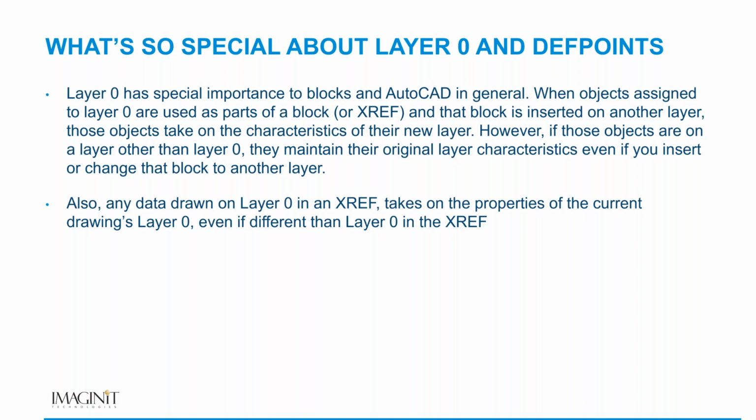This is a very important concept to understand, in the fact that there are things that are going to misbehave if you don't understand that, or things aren't going to work exactly how you want. If those objects are on a layer other than Layer 0, so if your block definition is drawn on a different layer, they maintain their original layer characteristics even if you insert or change that block to another layer. And we're going to talk about some of the pitfalls that come into play with this.